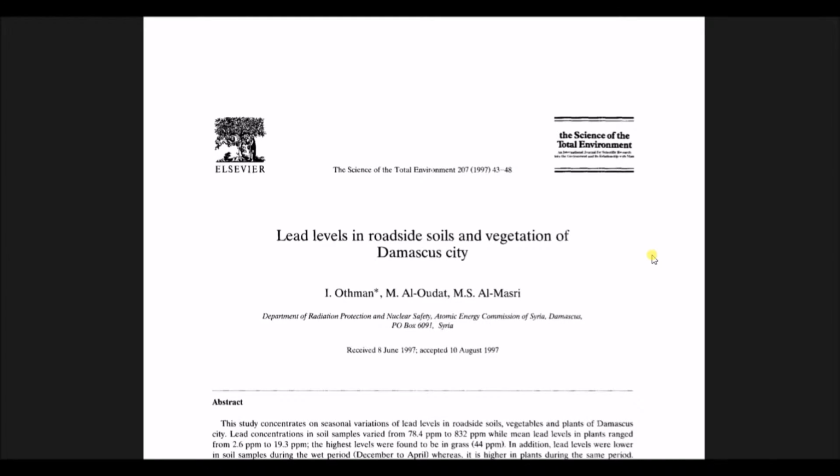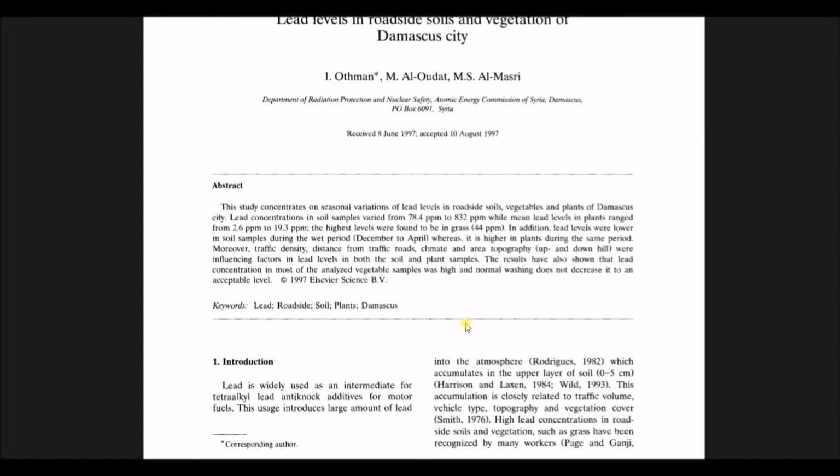I would like to show you an example of a research paper from the Department of Radiation Protection and Nuclear Safety from Syria. The first part consists of the research title, followed by the names of the researchers and address. The second part is the abstract.